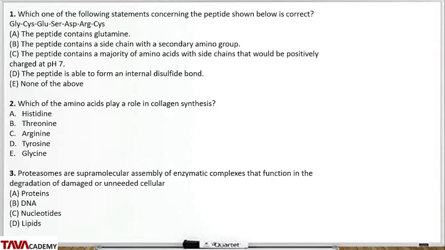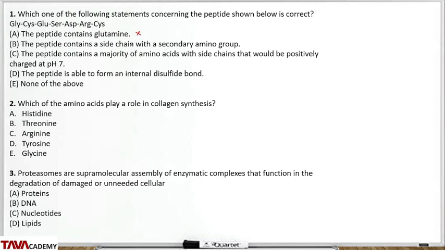So question 1 says, which one of the following statements concerning the peptides shown below is correct? So this is the peptide here: glycine, cysteine, glutamate, serine, aspartate, arginine, and cysteine also. A says the peptide contains glutamine. No, it contains glutamate. So this is wrong.